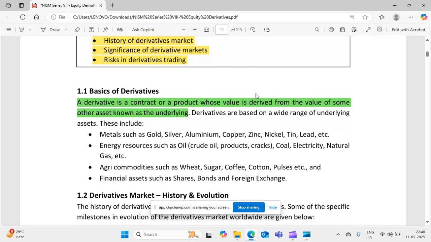So which are the underlyings that we are talking about here? The underlyings can be many and different, as we can see here. Metals, energy, agri commodities, financial assets. All these underlyings are required for a derivatives contract to be created. If you want to create a derivative contract, there must be an underlying. That is the first thing.